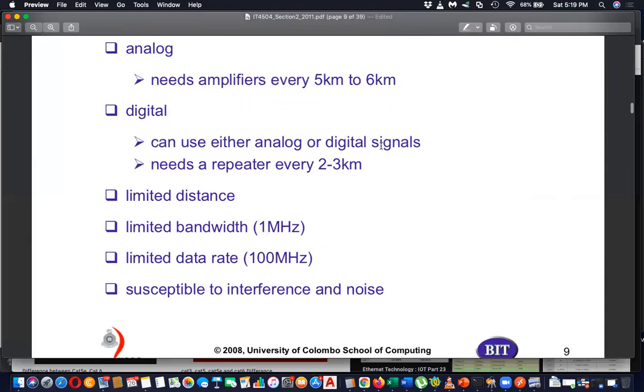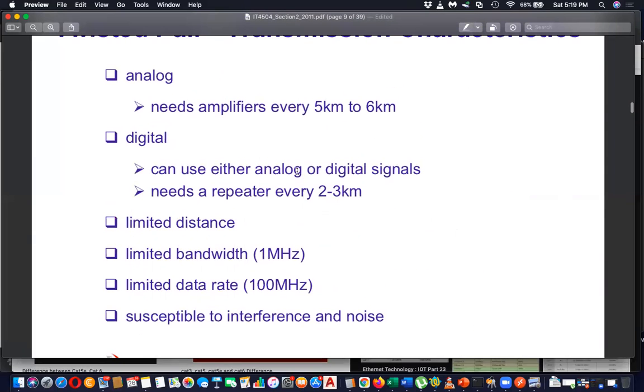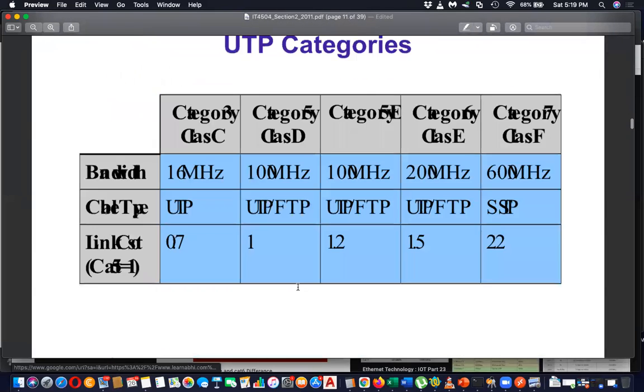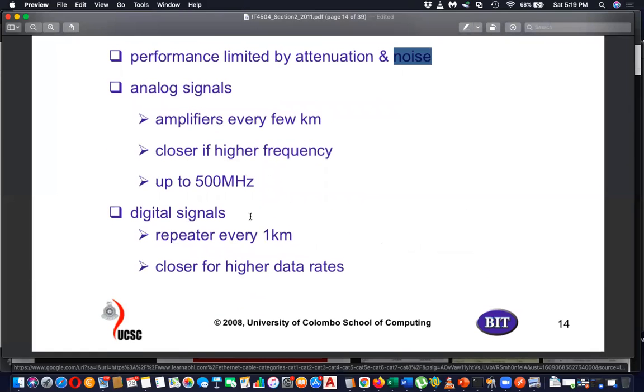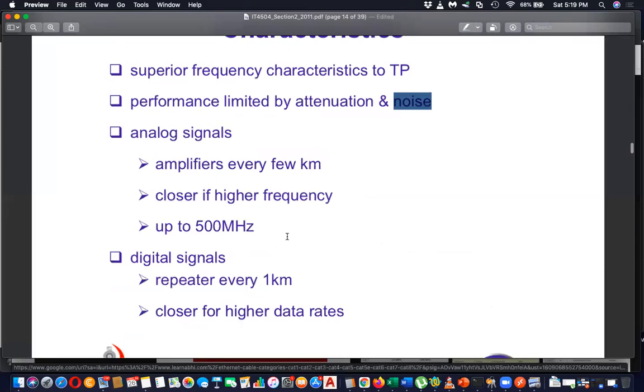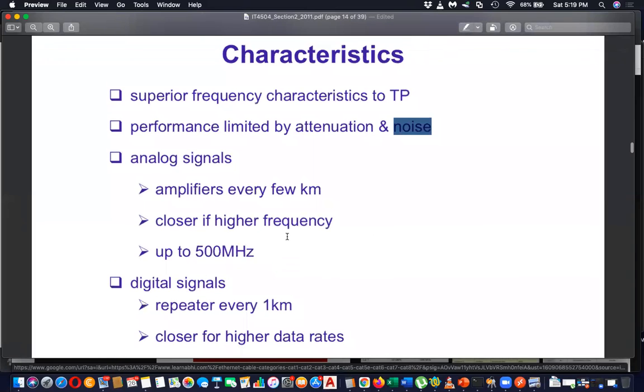Twisted pair cable needs repeaters at 2 to 5 kilometers. This one is even less, so amplifiers or repeaters are needed at about every 1 kilometer. But when considering the speed, it is better than the ordinary copper wire, meaning twisted pair.